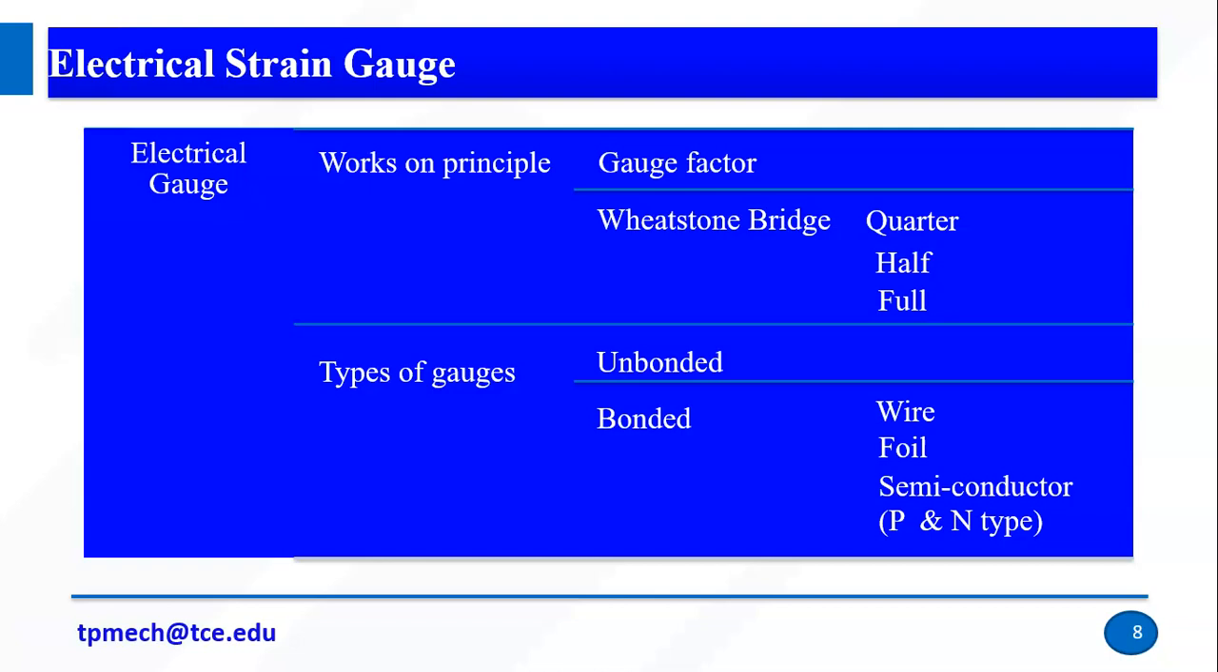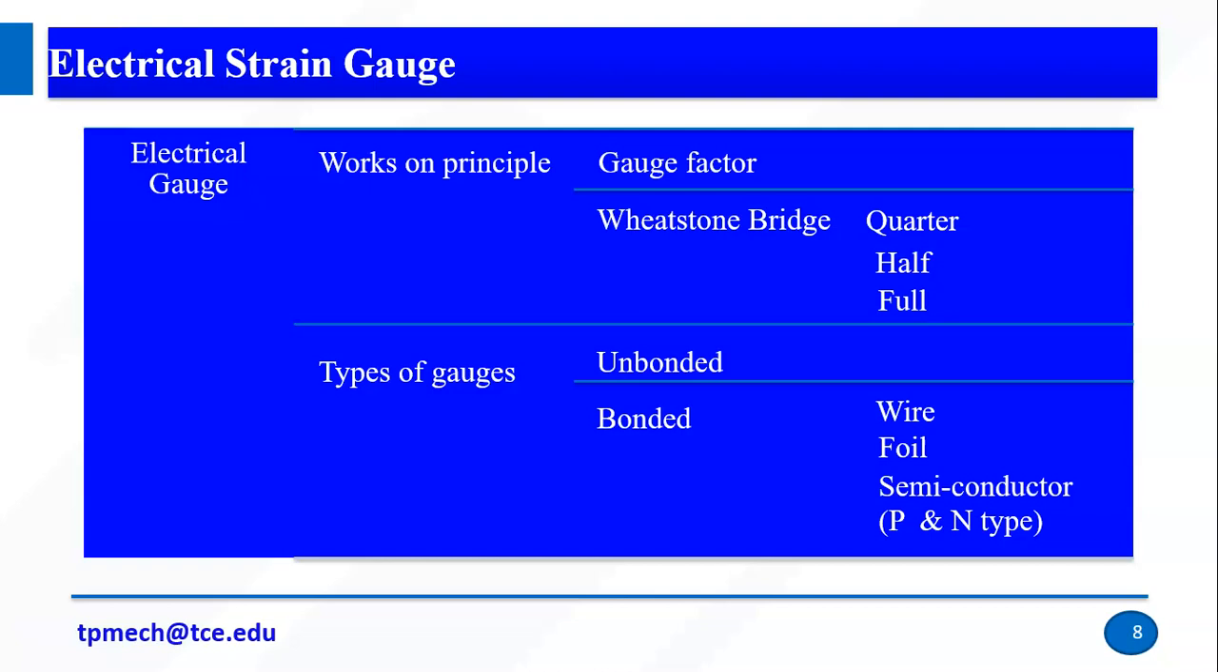So if at the beginning there is no strain at all, input voltage is equal to output voltage, right? So if any resistance will vary, output voltage will vary. So this output voltage we can calibrate as the strain. That is the Wheatstone bridge. Right.